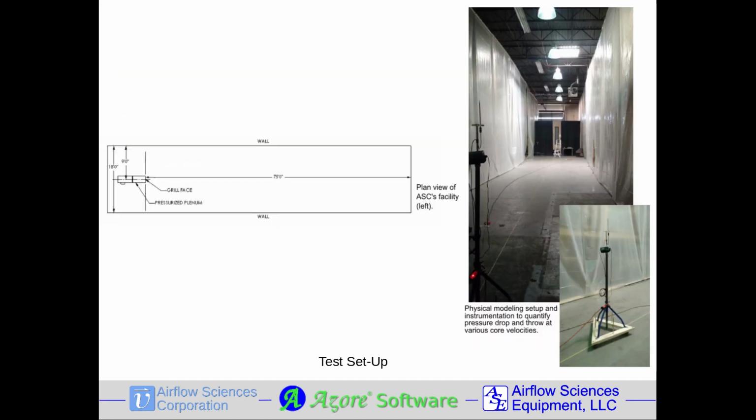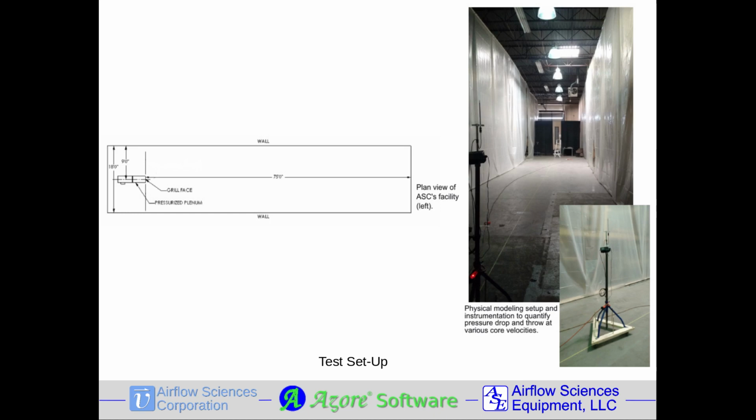A good test system will feature a plenum with internal flow control devices to ensure smooth, even flow to the grill. The core velocity is measured by vane anemometers placed near the center of the register face, and the pressure loss is defined by the plenum pressure.